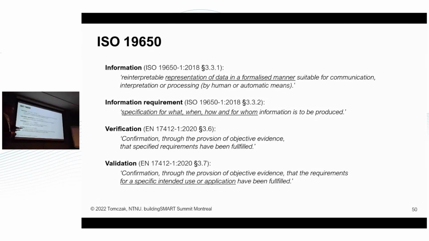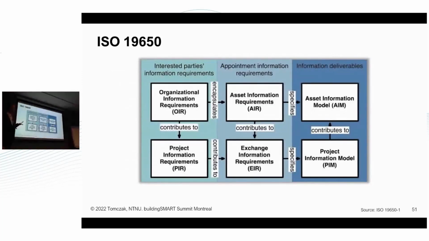So for example, for validation, it has to be for a specific intended use, and it has to provide also the confirmation if the model is compliant. We have those diagrams in ISO 19650 that tell us how to structure these requirements, where to put that, how to structure our documentation.